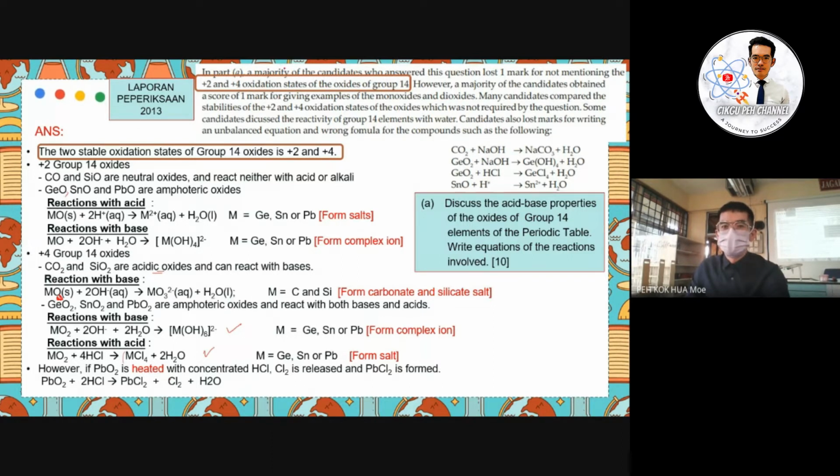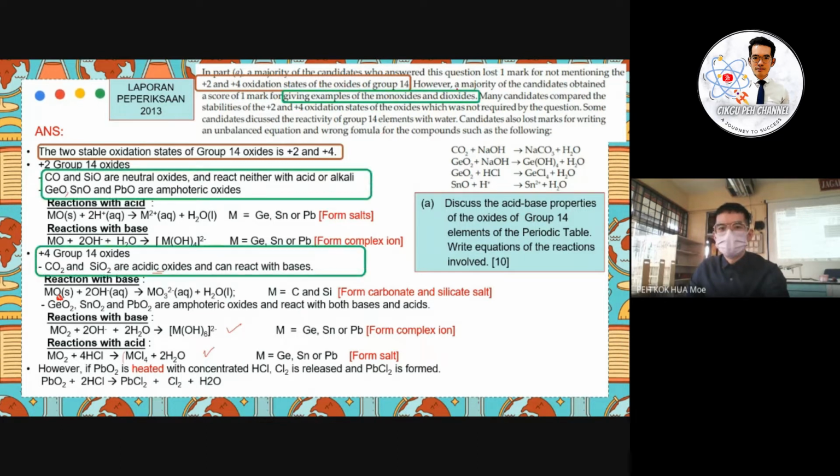So here it is already mentioned the majority of students did not mention it. So that means next time, if the question is asking you regarding any physical or chemical properties for the oxide of group 14, you have to give the oxidation state. And then second, on this one the majority of students were able to give the example for the reaction between the monoxide and dioxide. Okay, and then most of the students compared the stability, but here the question asks you to compare the acid and base. And then we also do not discuss the reaction with water, so you don't need to mention all the unrelated properties because the question asks about the acid and base.